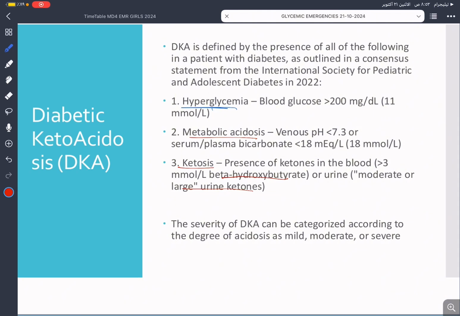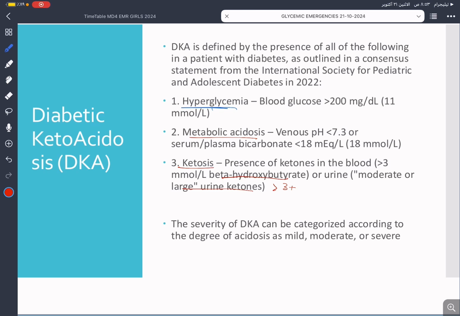Okay, what about the metabolic acidosis? The urine dipstick has levels; we say 1 plus, 2 plus, 3 plus or 4 plus, this is the degree of ketones in the urine. Usually to be significant it should be more than 2, 3, 4. Okay, how do we identify metabolic acidosis?